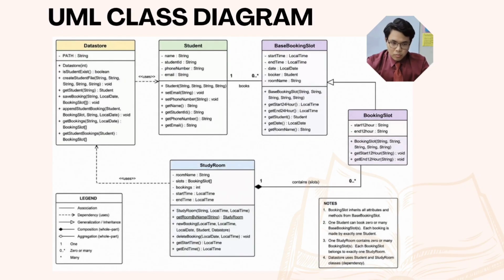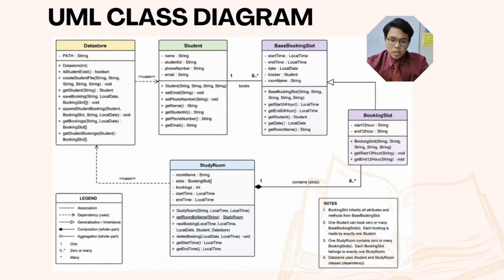Finally, we have the study room class. This class represents each study room. It stores the room name, opening and closing times, the total number of bookings, and an array of booking slot objects. The relationship between study room and booking slot is composition.